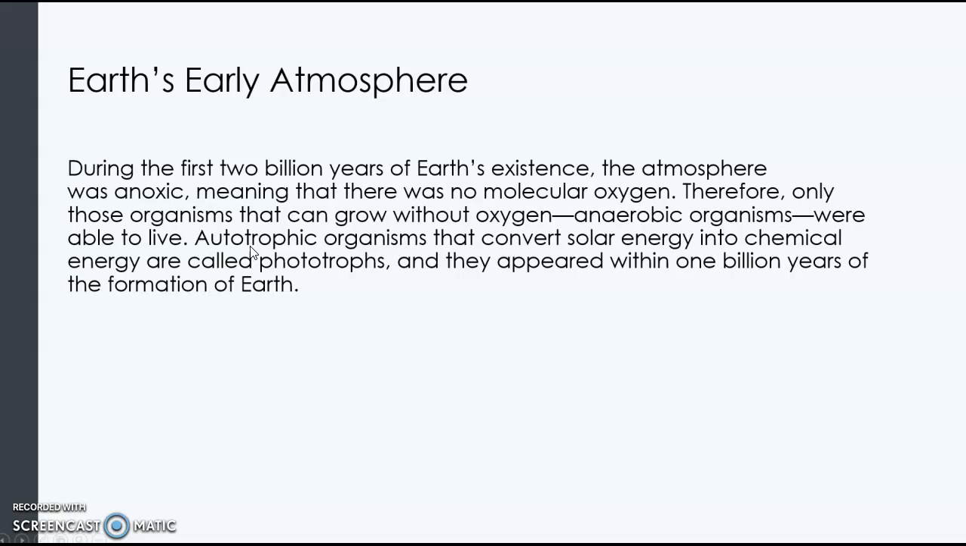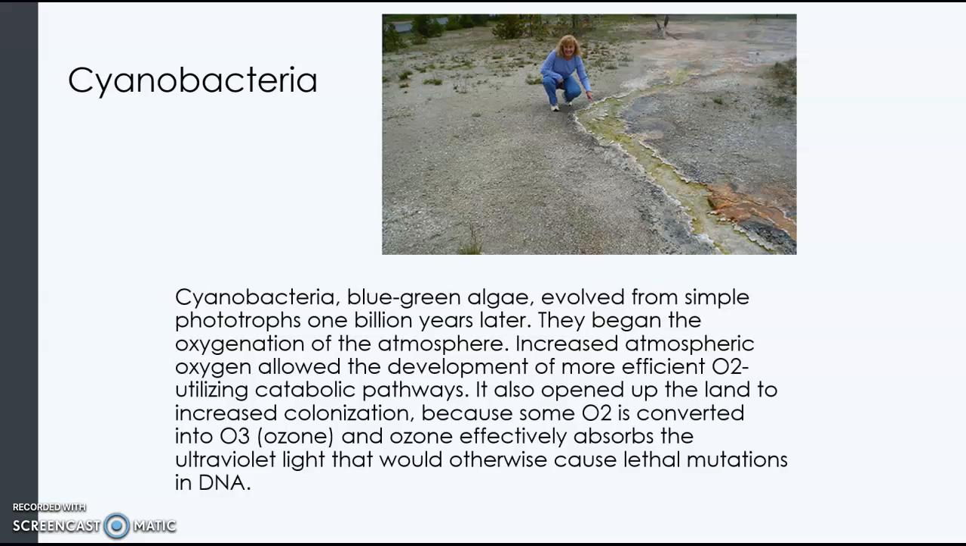Autotrophic organisms, meaning that they can make their own food, that convert solar energy into chemical energy, are called phototrophs. It means they carry out the process of photosynthesis to make their own food. And they appeared within 1 billion years of the formation of Earth, according to the evidence that we have.